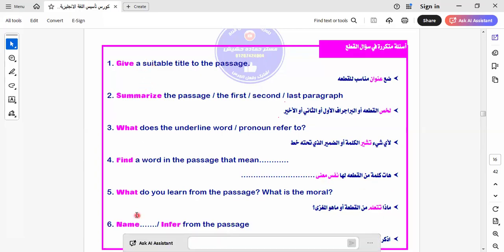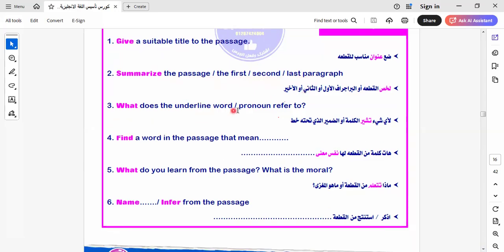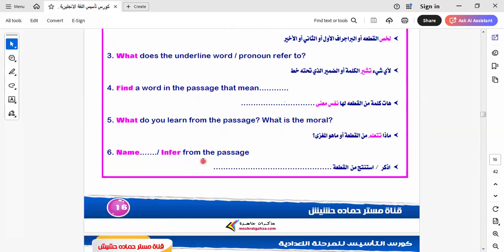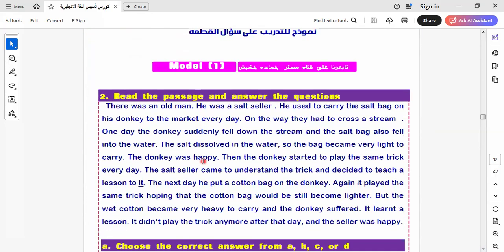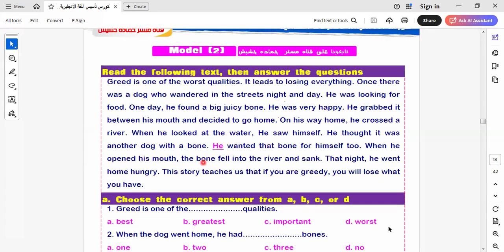Here we have the steps that we do when we are reading a comprehension passage. Give a suitable title to the passage. Summarize the passage, the first, second, last paragraph. What does the underlined word or pronoun refer to? Find the word in the passage that means. What do you learn from the passage? What is the moral of this text? These are questions that come in the exam. I will read one of the texts and answer it, and I will leave the rest for you to do yourself.